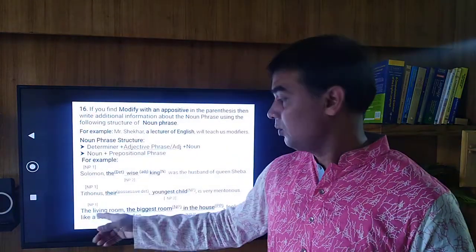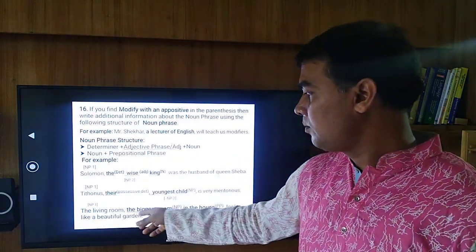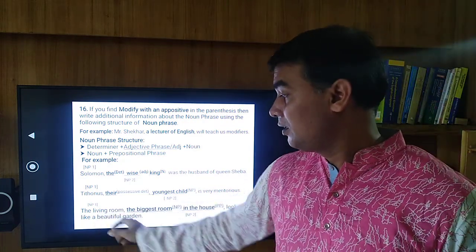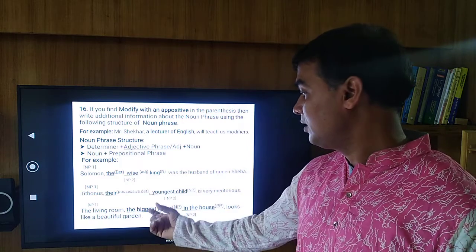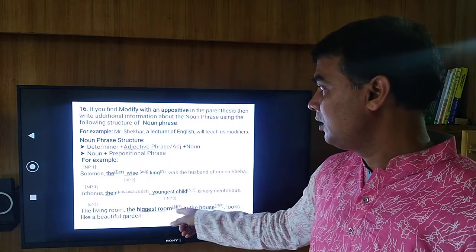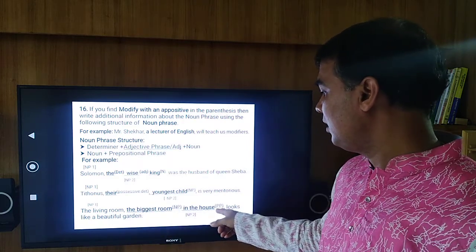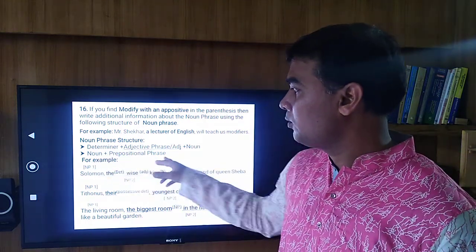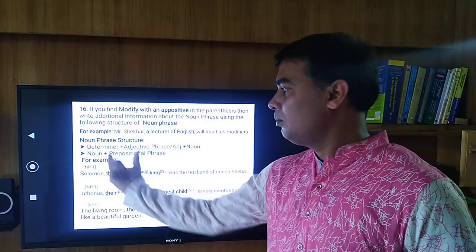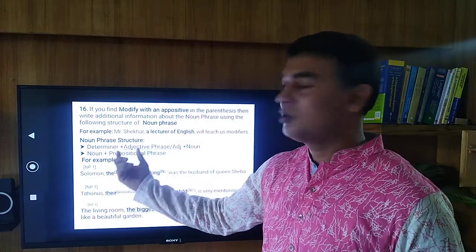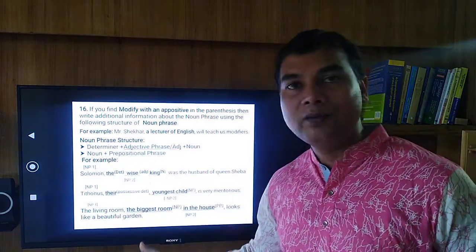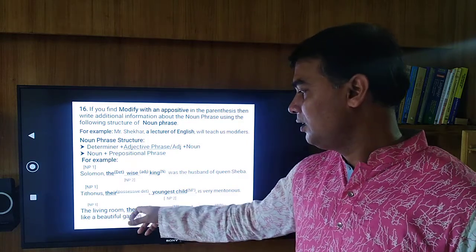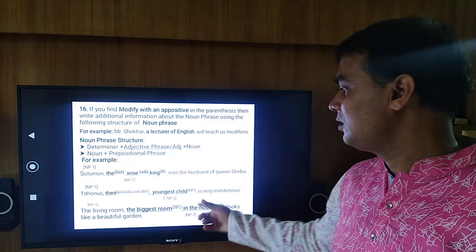And in the third example, the living room, the biggest room in the house, looks like a beautiful garden. In this sentence, the biggest room is a noun phrase, and in the house is a prepositional phrase. And you see, noun plus prepositional phrase, combining these two things, you can construct a noun phrase, and that will act as an appositive. Here the biggest room in the house is an appositive.